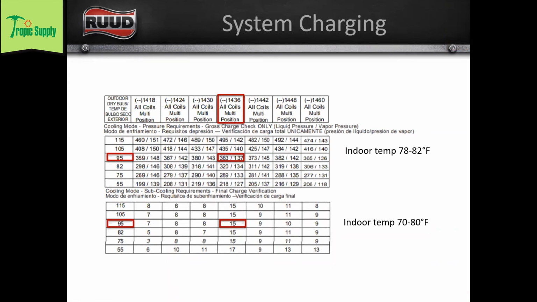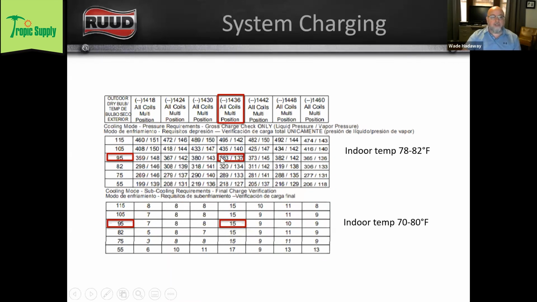Now, I got something that wants me to slow down for a second. It says, please go over the reason for gross charge when the subcool method is the final charge. So your gross charge is allowing you to just sort of get the system close. You're not going to charge based on this gross charge number. You're not going to just leave it forever based on this gross charge number. But as the system's running, you can see that you're close to these numbers.